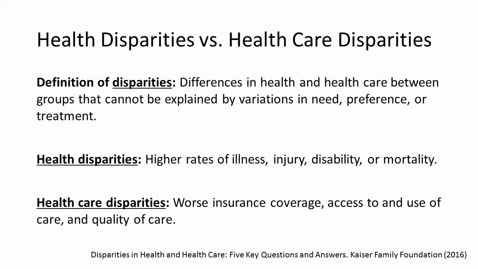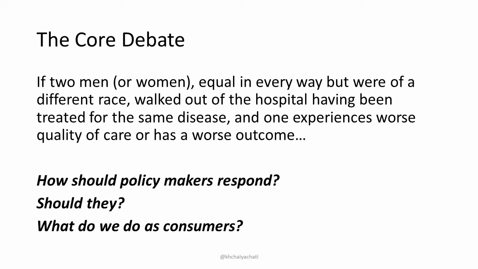So it's essentially what happens to patients of different races or different groups as they engage and interact with the healthcare system. We can think about this in worse insurance coverage, access and use of care, and I'm going to really focus in on quality of care here. And I'll highlight what I think is really the core concept. If two men or women equal in every way, but of a different race, walked out of the hospital having been treated for the same exact disease, and one experiences a worse quality of care or has a worse outcome, what do we do? Should we do something about it? And how do we respond to that?